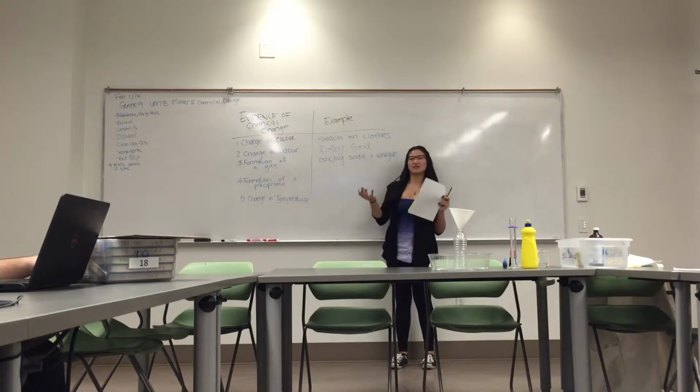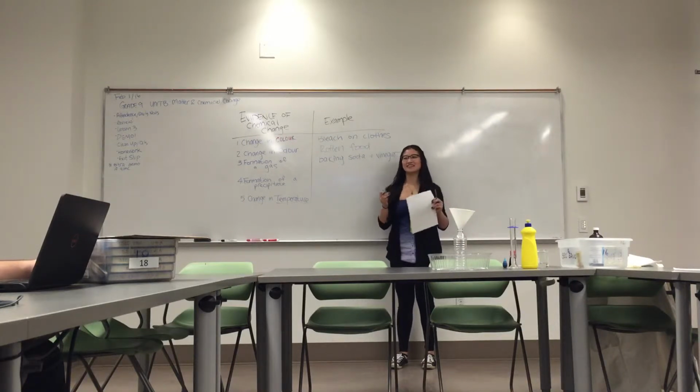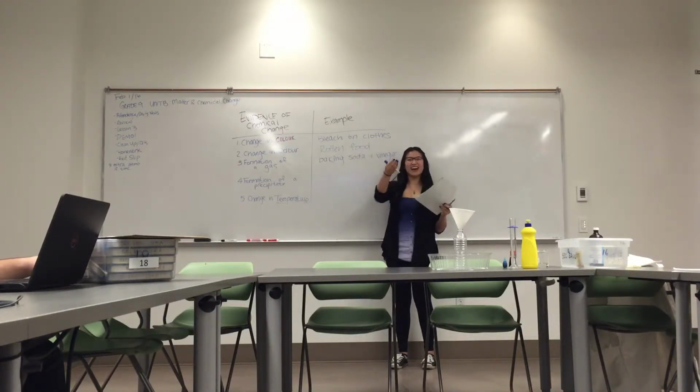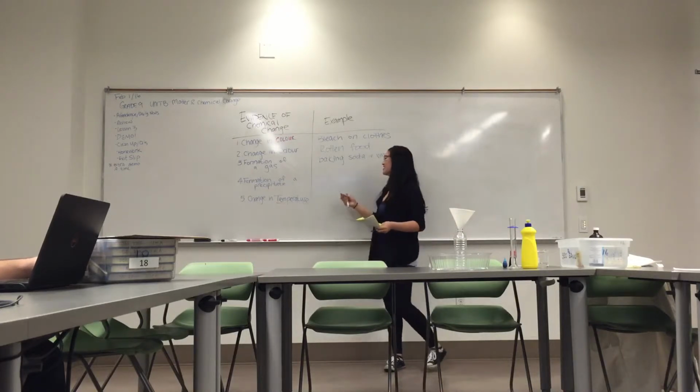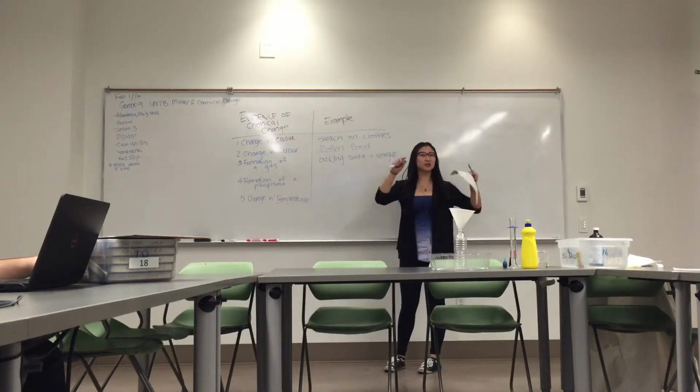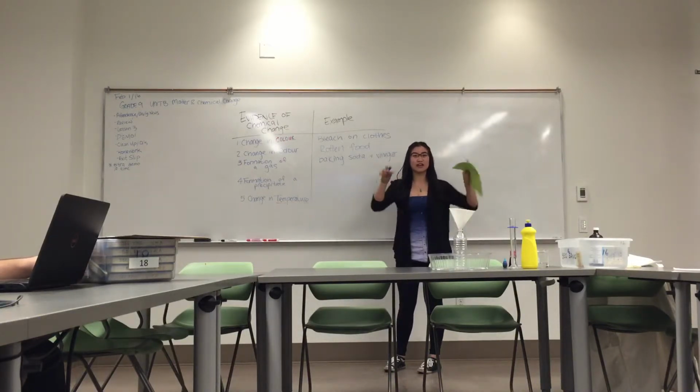All right, so the next one is formation of a precipitate. I can't really give an example, but any ideas? When milk curdles? Yeah, kind of. So it could be mixing two actual liquids together and it turns into a solid.